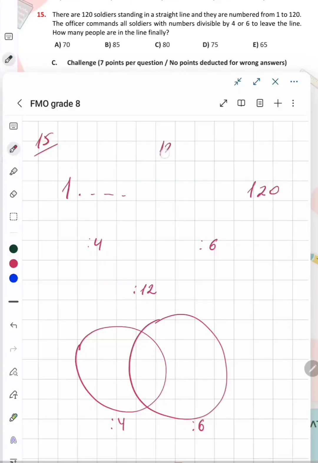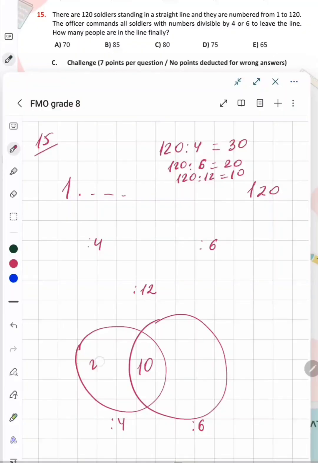Alright, if we divide 120 by 4, which shows the last multiple of 4, it will give us 30. So we have 30 multiples of 4. 120 divided by 6 is 20 multiples of 6, but 120 divided by 12 is 10. So 10 goes to the intersection of multiples of 4 and multiples of 6.